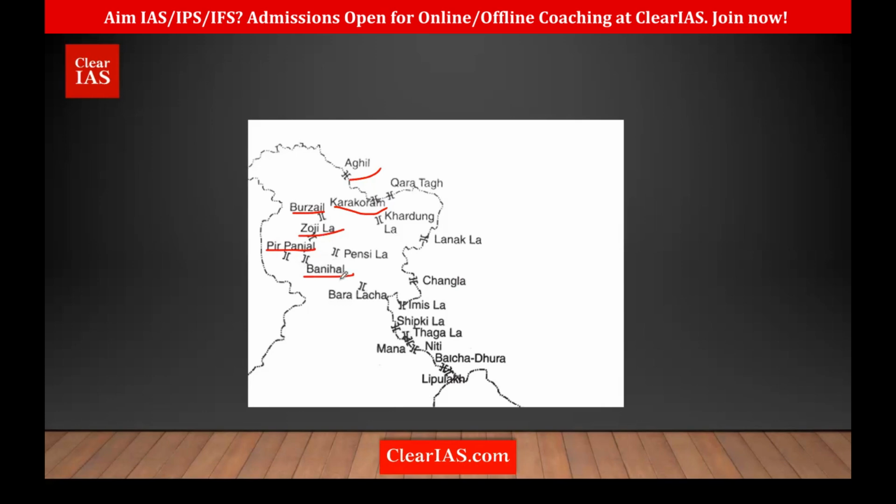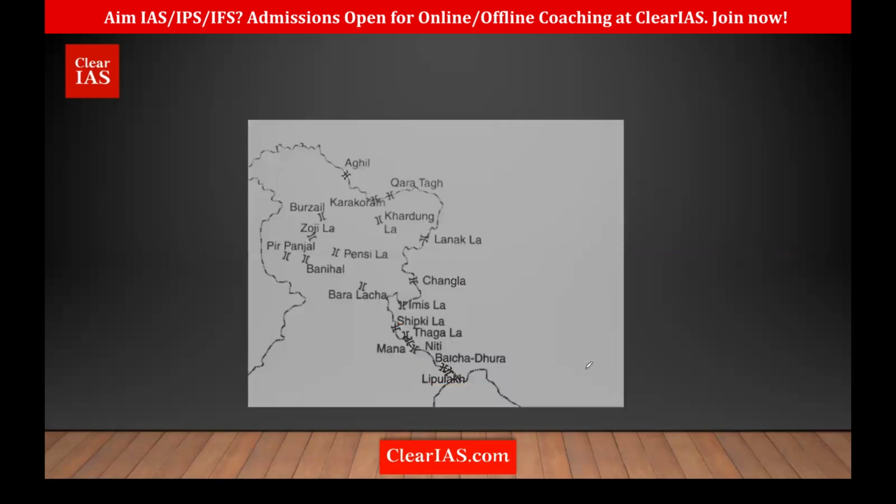Now we'll go to the south. We have Baralachala, Shipkila, Nithi, Mana, and Lipulek. So these passes also we'll be learning today. There are other important passes such as Kardungla and Shangla, etc. But at least these you must learn. It is good that you learn the rest as well, but I am just concising it for you, making it easier for you to study and just reducing the number. So at least these you must remember.